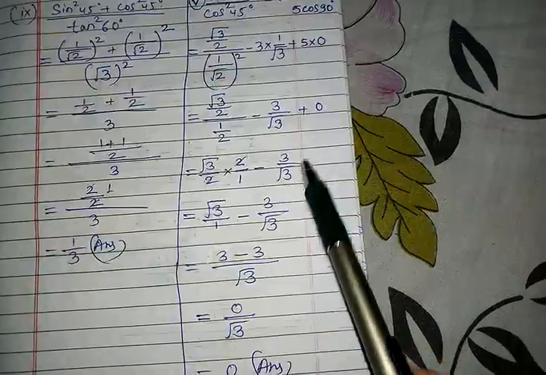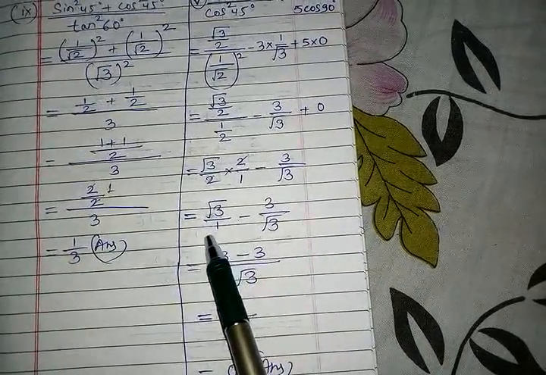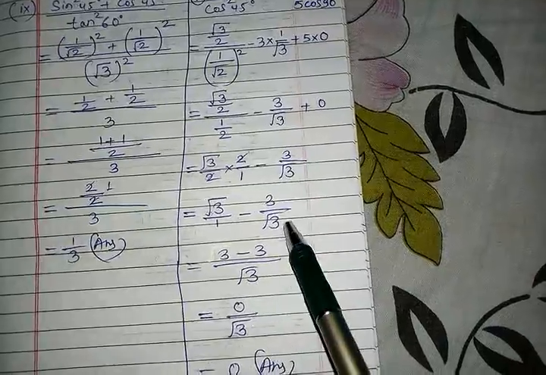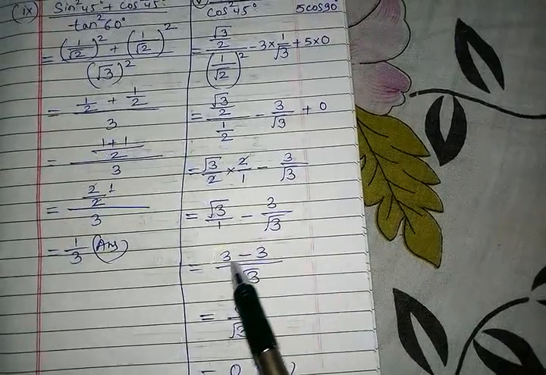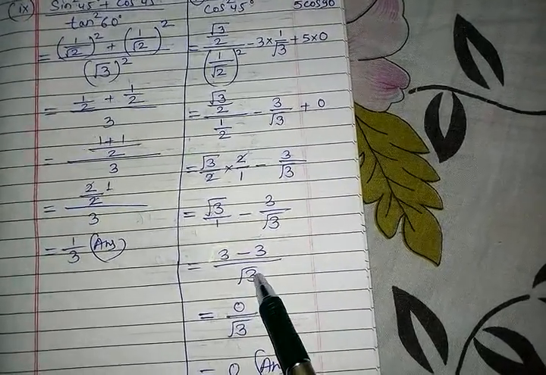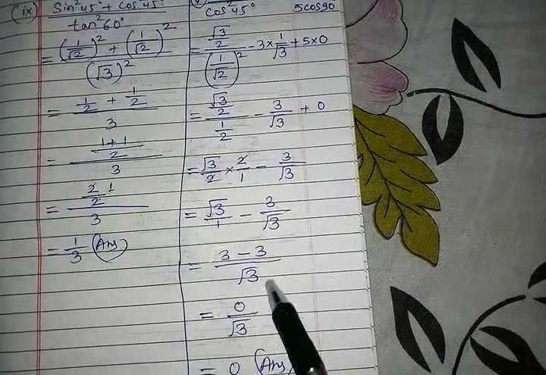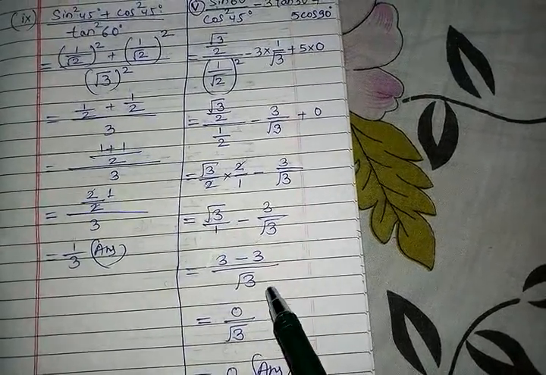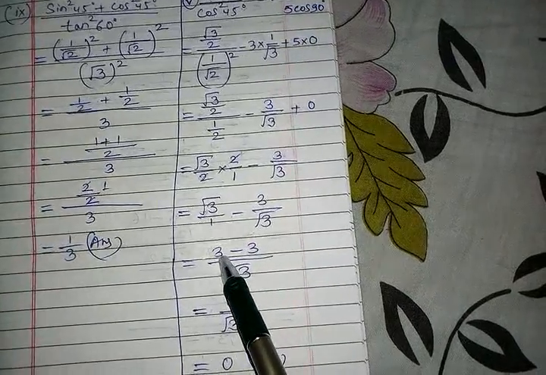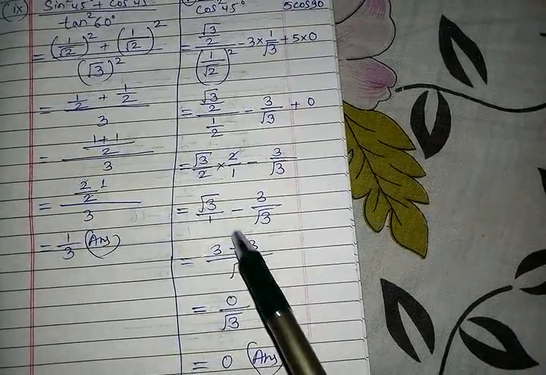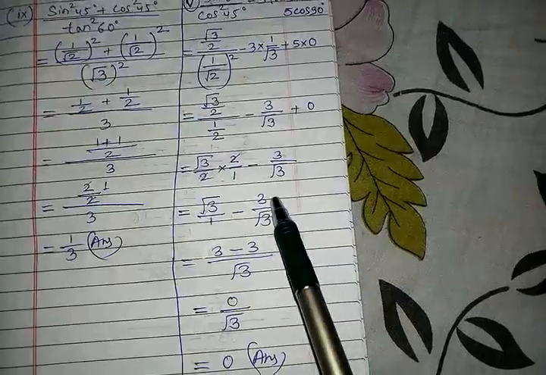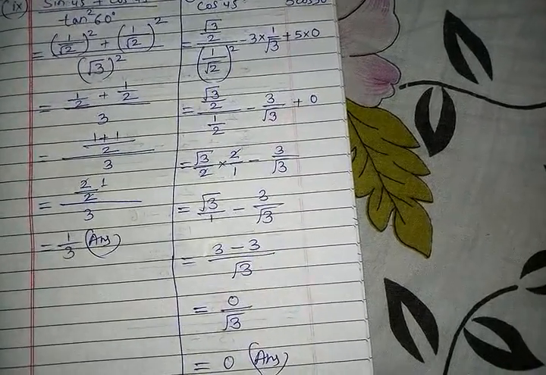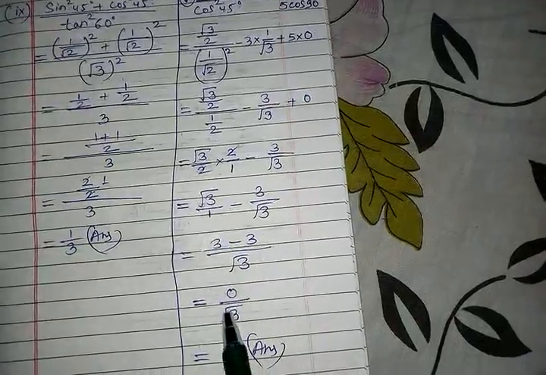Now minus 3 by root 3. The LCM of 1 and root 3 is root 3. Whenever there is 1, we should directly multiply the upper number with the LCM. So our LCM is root 3 and the upper number is root 3. Root 3 into root 3 is 3, because root 3 is square and root 3 into root 3 is the same. So 3 minus 3 is 0.